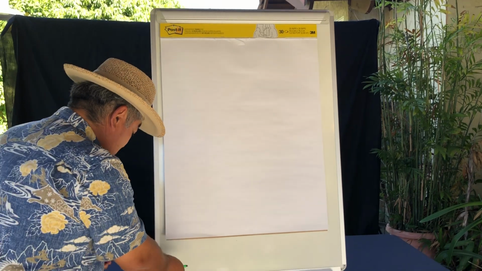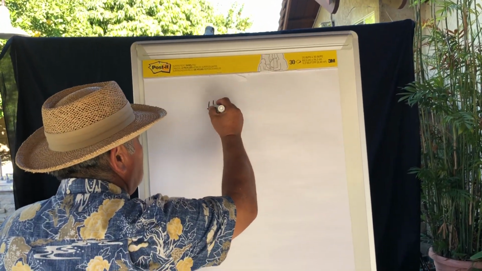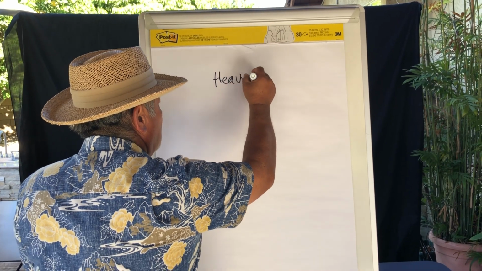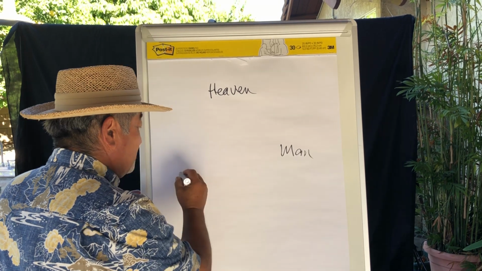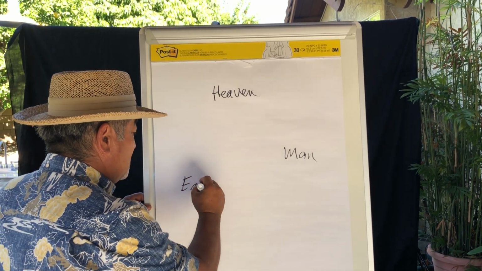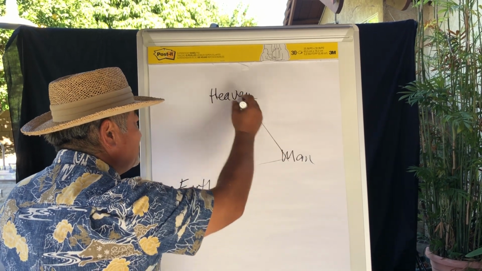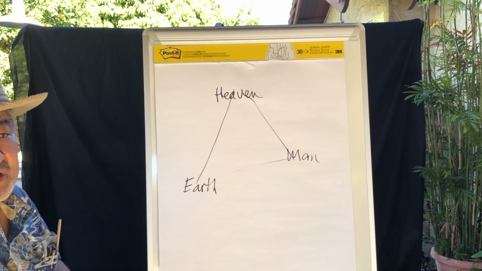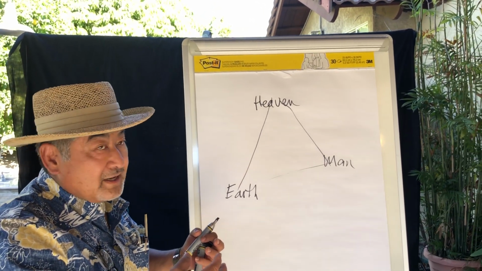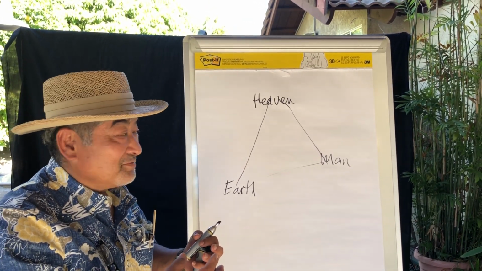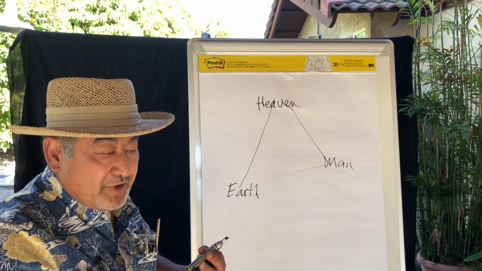Here, let me do this. We had what's called heaven, man, and earth. Okay, these three concepts are a design concept, actually, but it's a concept of art in Japan and China.